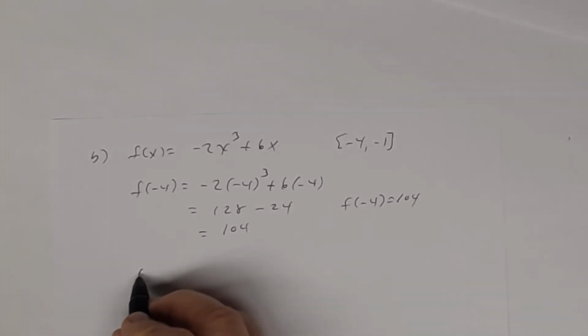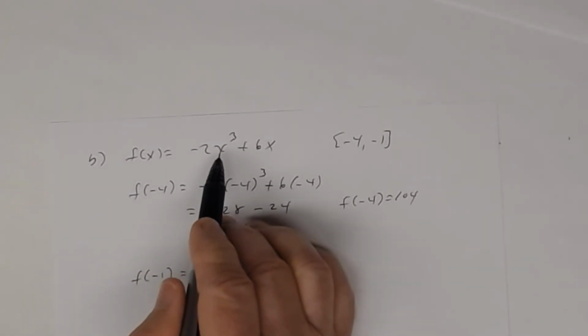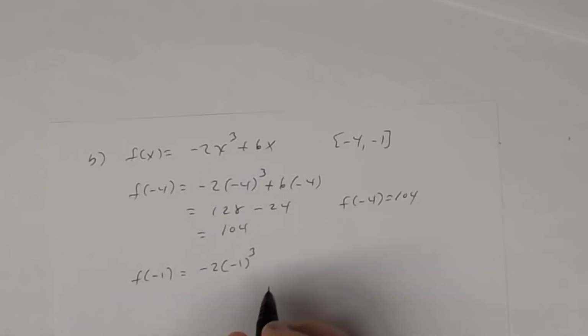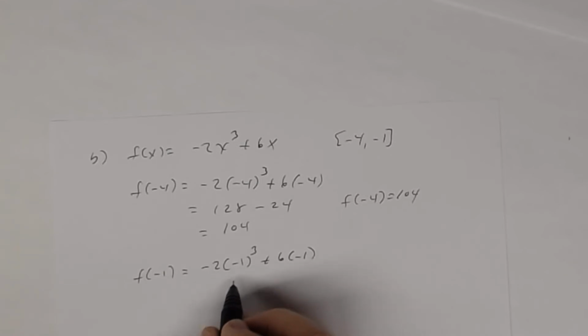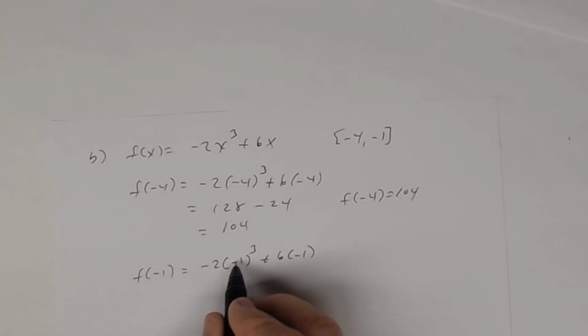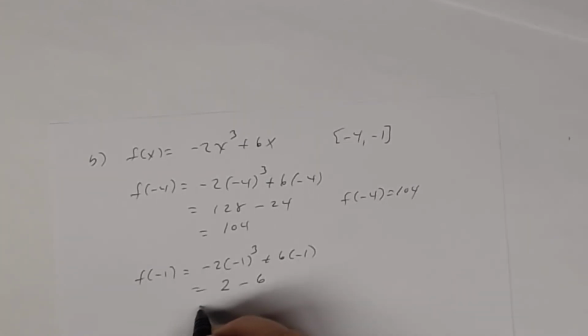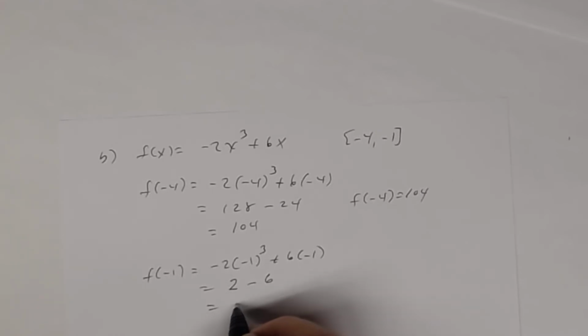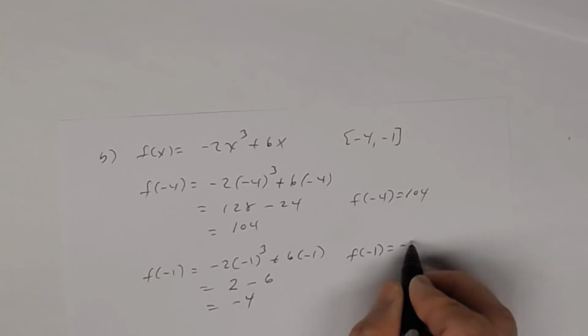Now let's find f of negative 1. f of negative 1 will be negative 2 times negative 1 cubed, so wherever we see the variable x, I'm substituting negative 1, plus 6 times negative 1. Negative 1 cubed is a negative 1. A negative 1 times a negative 2 is a positive 2. 6 times negative 1 is a negative 6. And 2 minus 6 is a negative 4. So f of negative 1 is a negative 4.